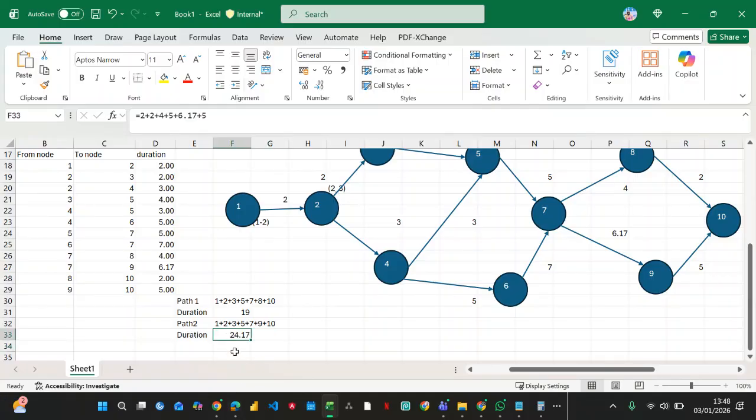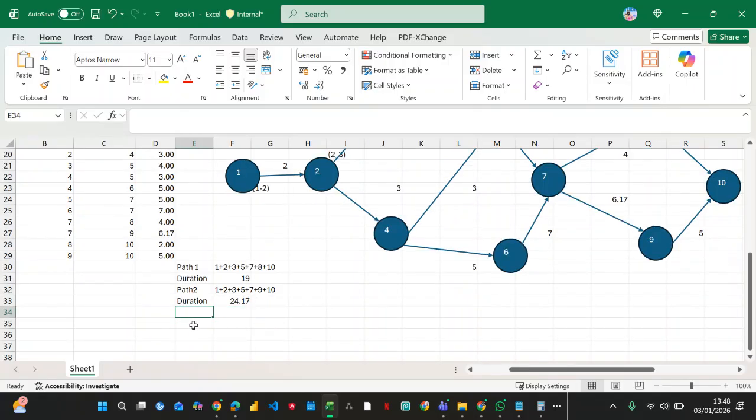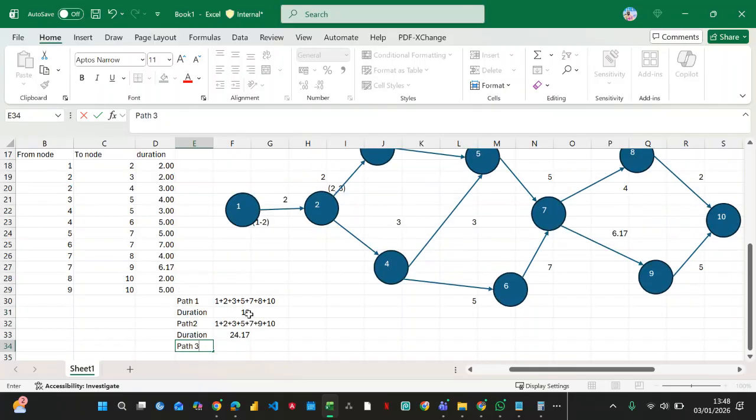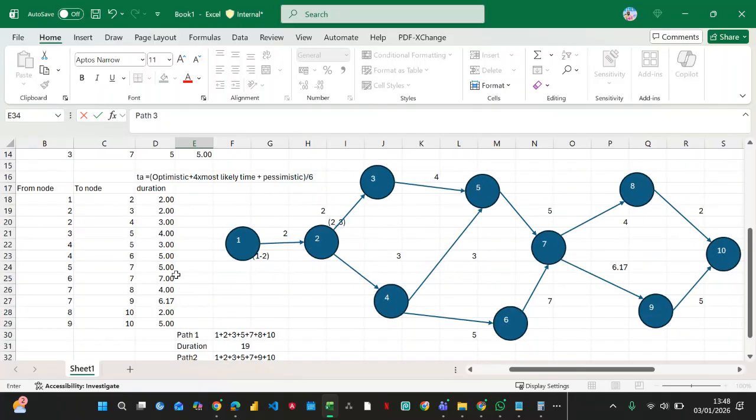Just recalculate the values. That's 24. That's 24. Yes, okay, perfect. So we now have 24. So we still need to do another one. Let's check. We still have some paths to follow.